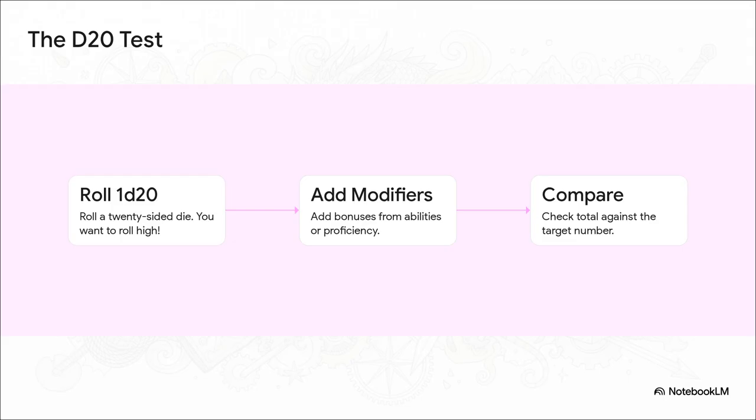Step 1, you roll your 20-sided die, your D20, and you always want to roll high here. Step 2, add your modifiers. These are just bonuses from your character's natural abilities like strength or special training called proficiency. Finally, Step 3, compare that total to a target number. If your die roll plus your modifiers equals or beats that target, boom, you succeed. If not, well, the narrative takes a dramatic turn.